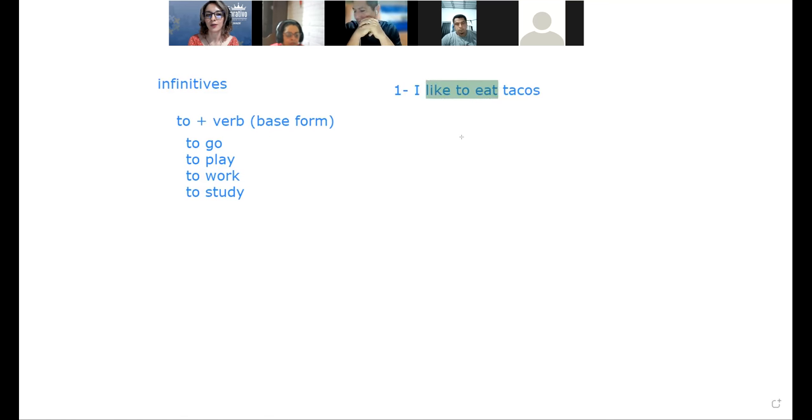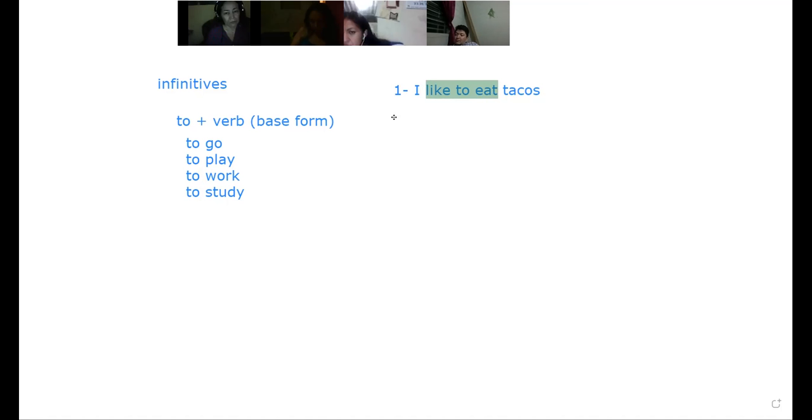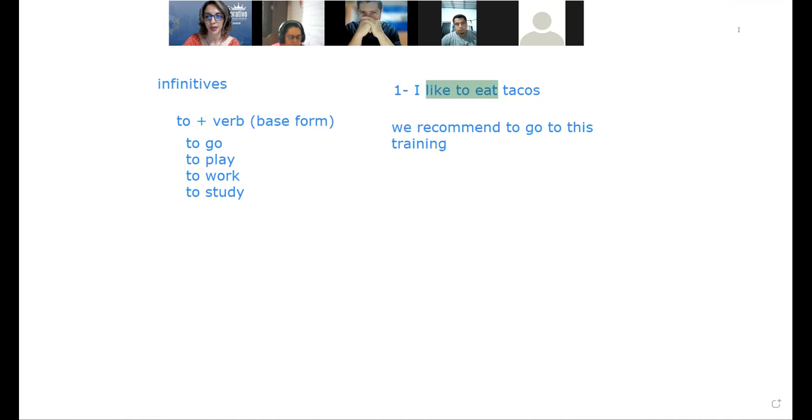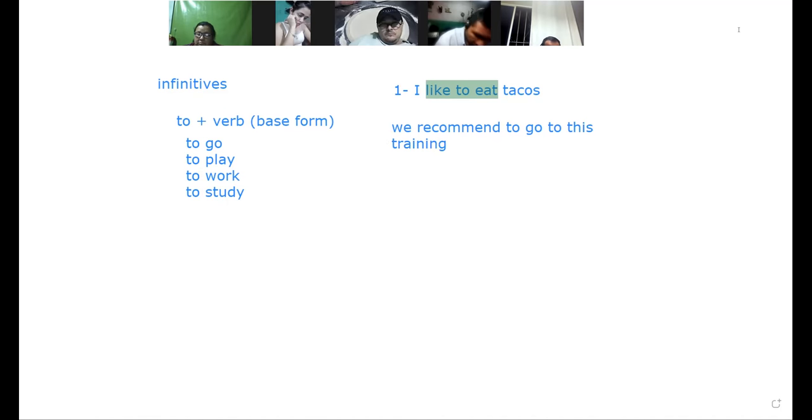Entonces, noté en algunos casos que utilizamos el infinitive, the second verb, in past tense. No lo pueden utilizar en past tense. Siempre tiene que ir el verb in the base form. So, for example, we recommend to go to this training. Okay. Aunque sea en past tense la oración, el segundo verbo va a ir in the base form. It doesn't change. Okay, solo les quería dar ese punto.